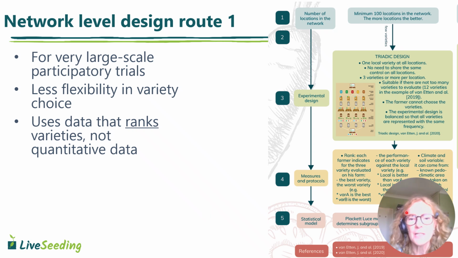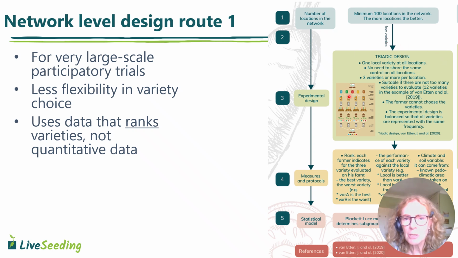And that's explained a little bit more in the documentation. You can see here it says rank. In this section, measures rank. Each farmer indicates for the 3 varieties evaluated on their farm the best variety and the worst variety. So what's the top? What was the bottom? For a given trait. Now there could be a lot of different traits. So this isn't just yield, but could be whatever the farmers and the network agree are the important characteristics or traits of the varieties that they want to better assess.